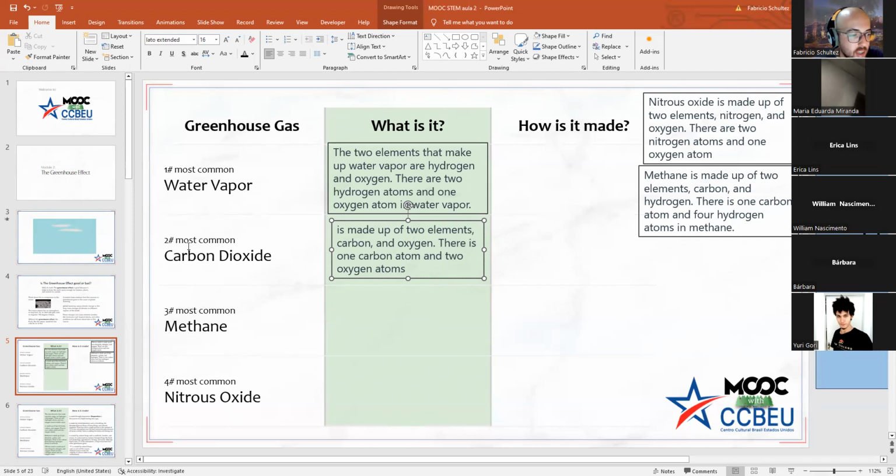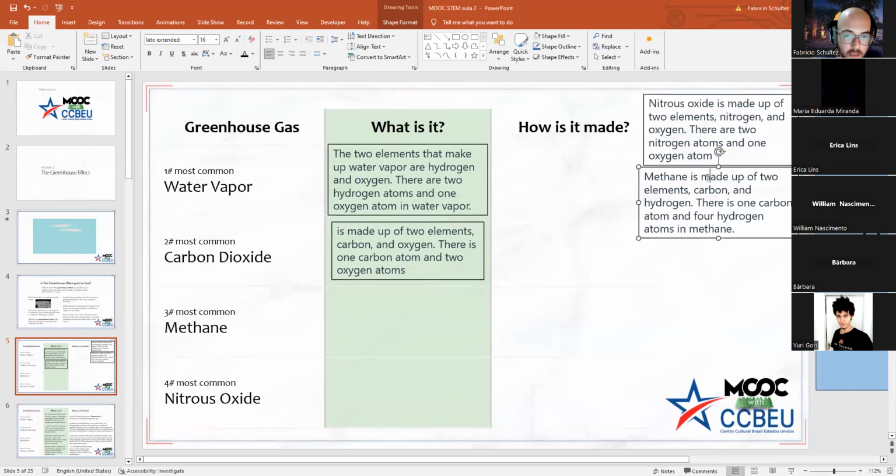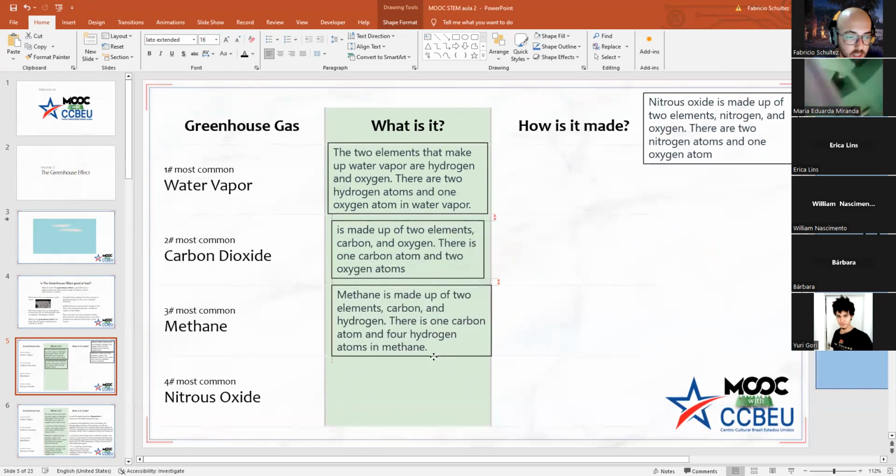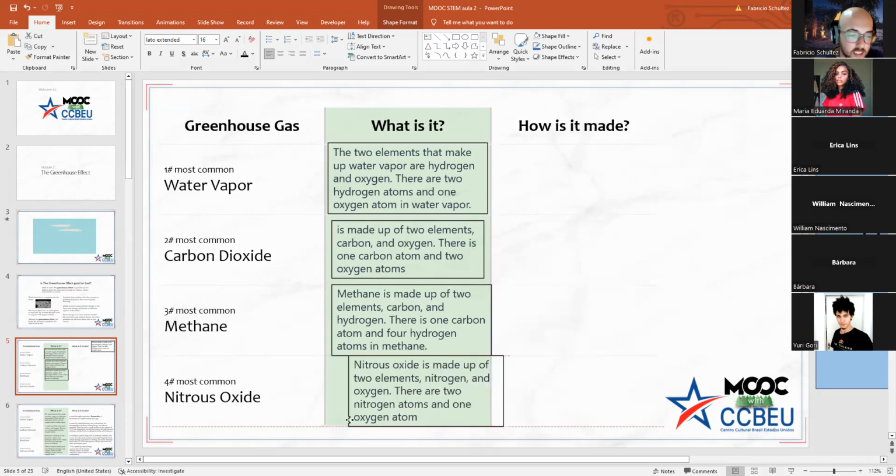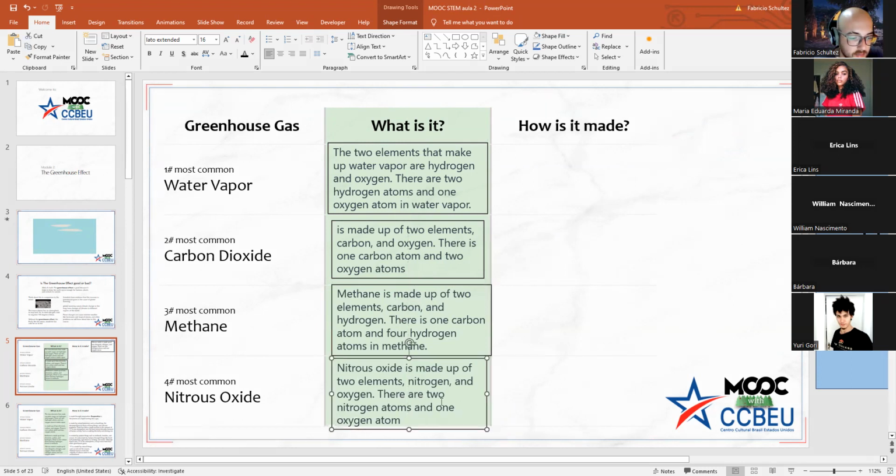Olha só. Third most common is methane. It's right here, right? Methane. Made up, só para ajudar na tradução de vocês aí, made up é constituído, ou é feito, ok? So it's made up of 2 elements, carbon and hydrogen, and there is 1 carbon atom and 4 hydrogen atoms in methane. And the last one is here, okay? Nitrous oxide. Nitrogen and oxygen, okay? There are 2 nitrogen atoms and 1 oxygen atom.